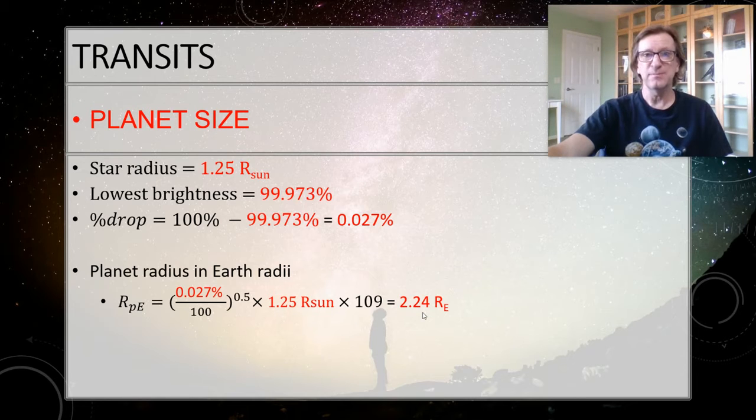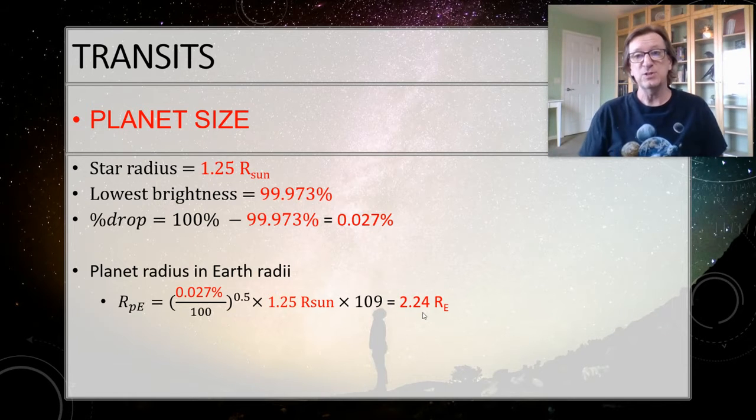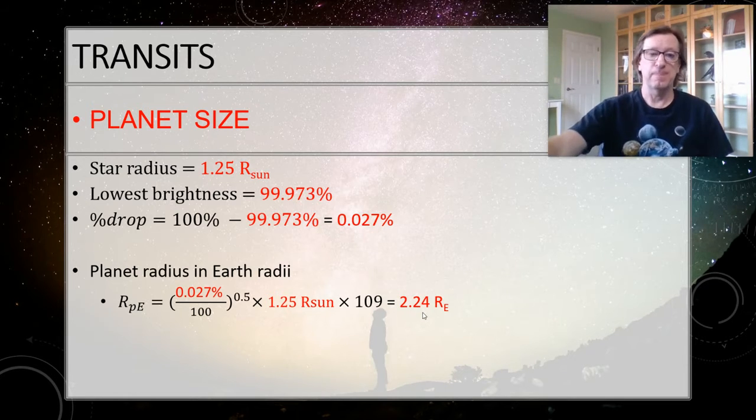Did you get the same thing? So 2.24, this means this is a little over twice the size of Earth. So this is a super Earth. And we've actually found planets that are exactly like this.